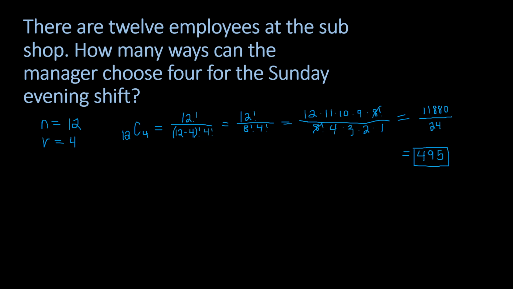Okay, so a little different, maybe one extra step really, but again, you have your formula on your formula sheet. You just need to remember, does the order matter? If so, it's a permutation. If not, it's a combination. And then what your N and your R stand for.